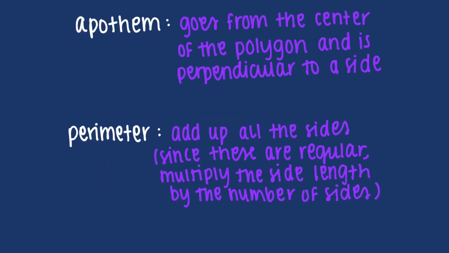So just for some vocab, apothem and perimeter are new to us because we haven't used them. The apothem goes from the center of the polygon or shape and is perpendicular to a side. Remember, it doesn't matter which side because all of the sides are the same. It's a regular polygon. They all measure the same length. The second one is perimeter, which I'm sure you've heard of and dealt with before. You add up all the sides to get the perimeter. But since we are dealing with regular polygons, regular shapes, you can multiply the side length given by the number of sides since they're all the same size.